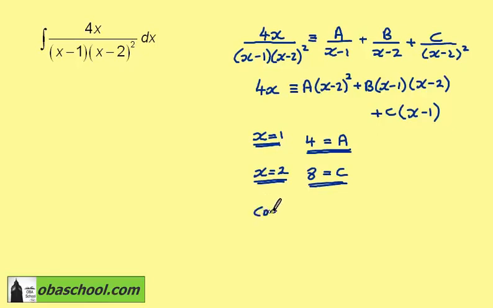To find the value of B, we can now consider the coefficients of x squared. On the left there's no x squared, giving us a coefficient of 0. We'd get A times x squared here, so a coefficient of A, B times x squared here, so a coefficient of B, and there is no x squared in this term. We know that A is 4, so it follows that B is minus 4.